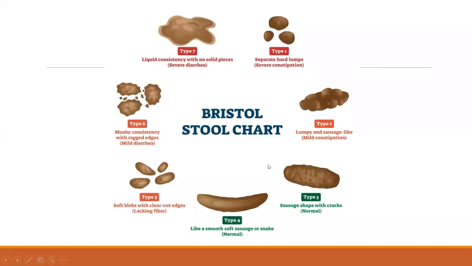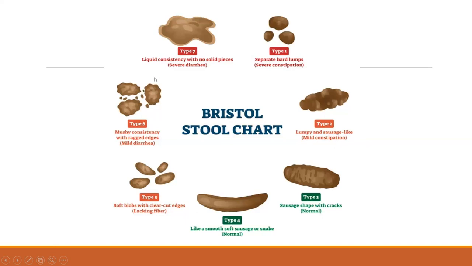In this model related to diarrhea, the British stool chart has divided stool into various categories. If you observe light and smooth small snacks, it is a normal stool. Separate hard lumps indicate severe constipation. Liquid consistency with no solid piece is severe diarrhea. Mushy consistency with ragged edge is mild diarrhea. Soft blobs with clear-cut edge indicate lacking fibers. Lumpy and sausage-like stool is mild constipation.